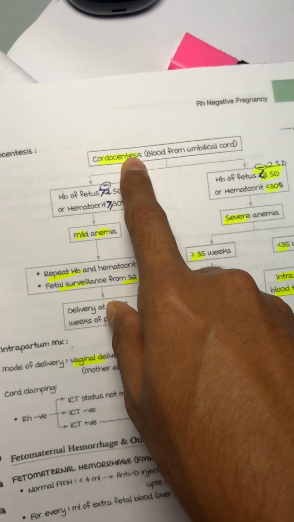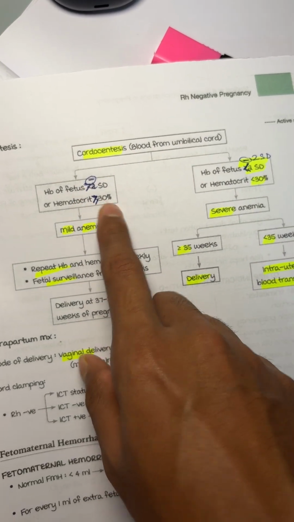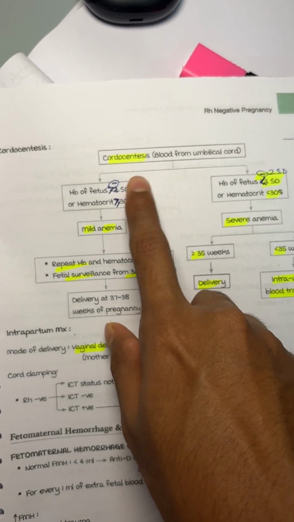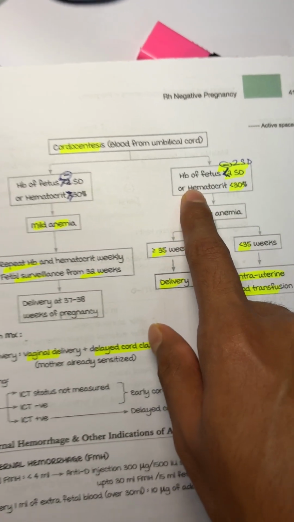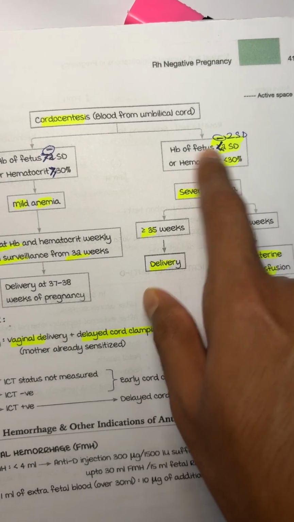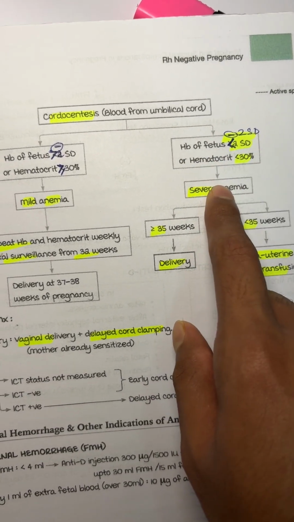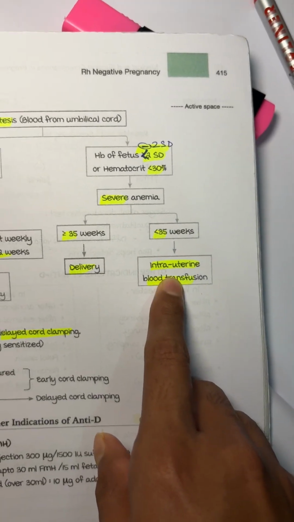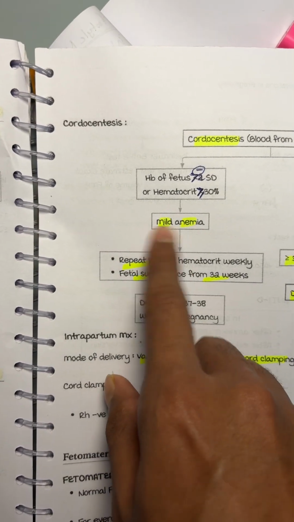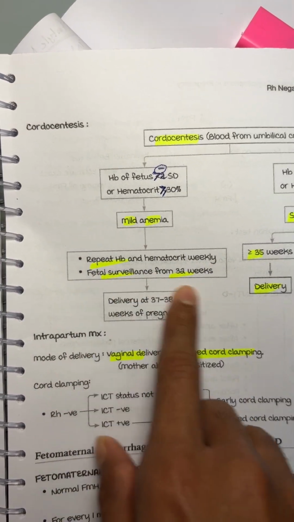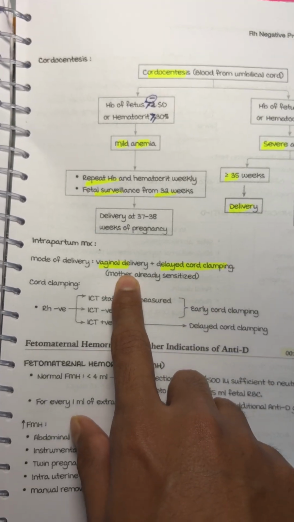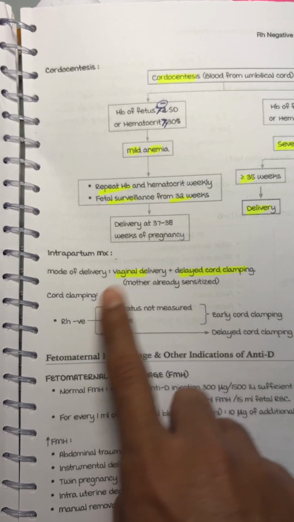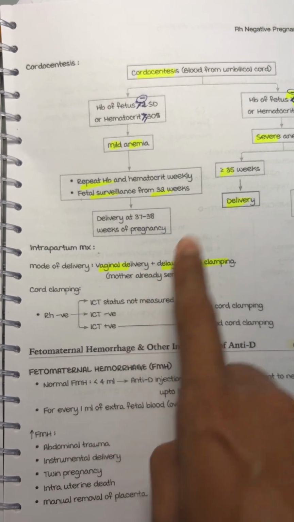After cordocentesis, we estimate the hemoglobin level and the hematocrit. If the hemoglobin is less than -2 standard deviations and the hematocrit is less than 30, it's severe anemia. For severe anemia, at term we will deliver, or if it is less than 35 weeks, we will do intrauterine blood transfusions. And if it is mild anemia, then again we'll observe, repeat the tests and then deliver at term. The only difference in this type of management is that there is no role of anti-D, and there is vaginal delivery and delayed cord clamping.